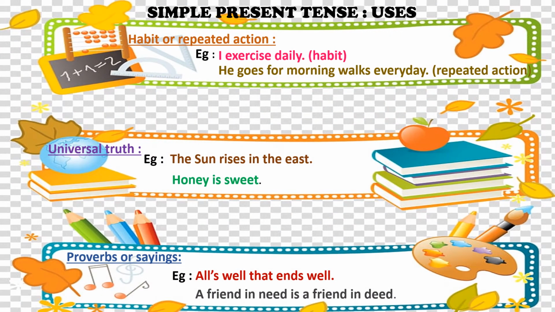Let's look at some more uses of the simple present tense. They are used as a habit or repeated action. For example, I exercise daily. He goes for morning walk every day. Next is universal truth. The sun rises in the east. Honey is sweet. And sometimes it is used in proverbs like all is well that ends well. A friend in need is a friend indeed.